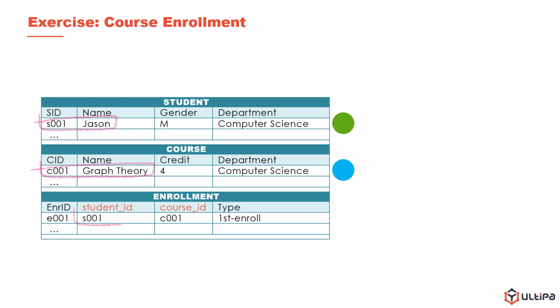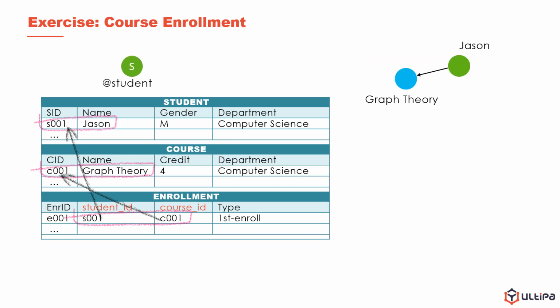The third table refers to some information from the first two tables, which tells Jason enrolled on graph theory. This is an action expressed with a verb, so we define it as edge and point it from the initiator of the action to the recipient. Let's analyze all the records in the same way. Green nodes represent students, blue nodes represent courses. Edges point from students to courses they enroll on. All the records turn into a graph like this.